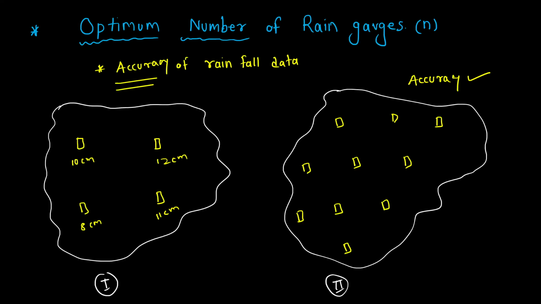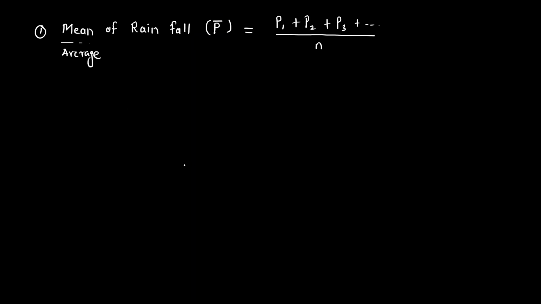In the first case, how many values are there? This is P1, P2, P3 and P4. What is the N value here? N is equal to 4. The number of rain gauges present here is 4. P1 value is 10 centimeter, P2 is 12, P3 is 8, P4 is 11. So we can find out the mean. This is the formula for the mean of rainfall. Second formula, standard deviation.